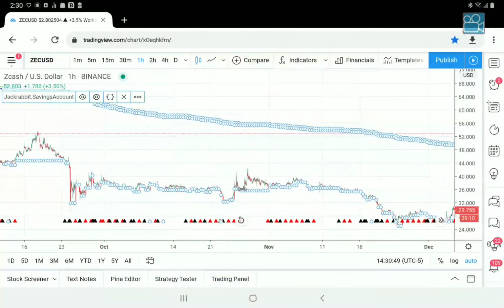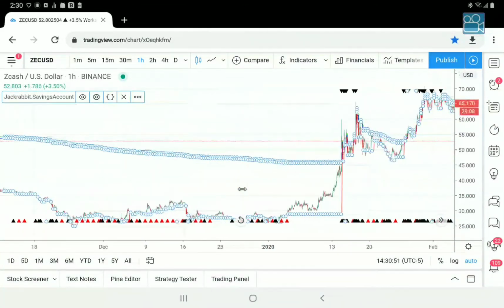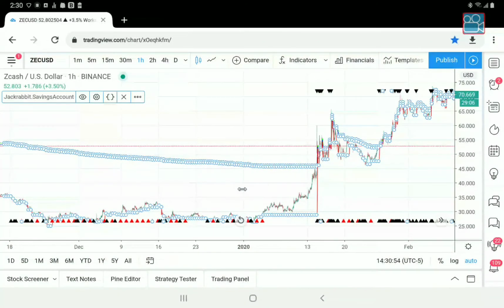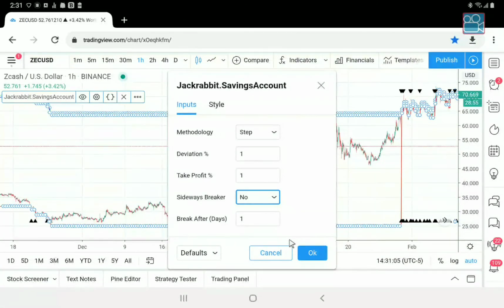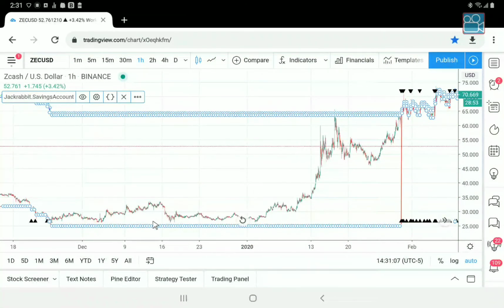I'd say be cautious. I personally wouldn't touch this coin. Not with these kind of runs. When I see these kind of long runs like this, even with the sideways breaker, that's just your money going out the window for no reason. I wouldn't touch this.